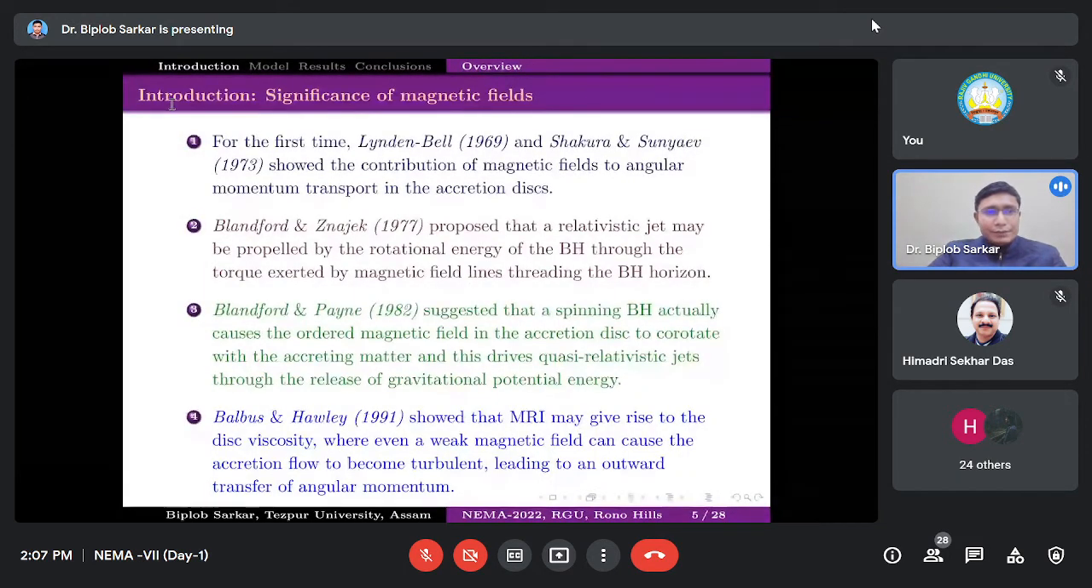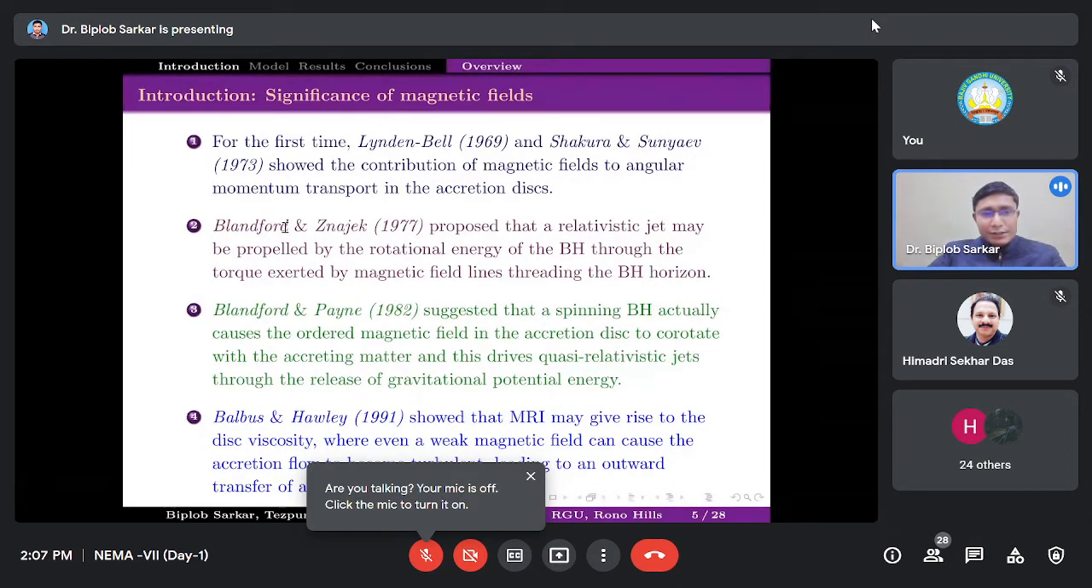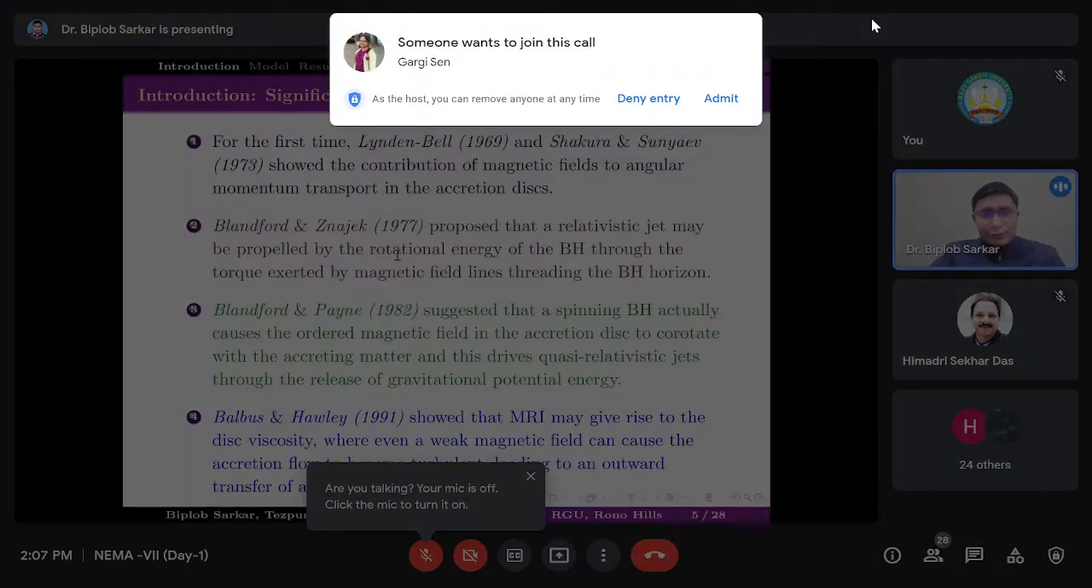Now let me discuss the significance of magnetic fields in the accretion process. For the first time, Lynden-Bell in 1969 and Shakura and Sunyaev in 1973 showed the contribution of magnetic fields to the angular momentum transport in accretion disks. Today morning, Indu has very well explained the Blandford-Znajek process as well as the Blandford-Payne process. Let me just have a recap.